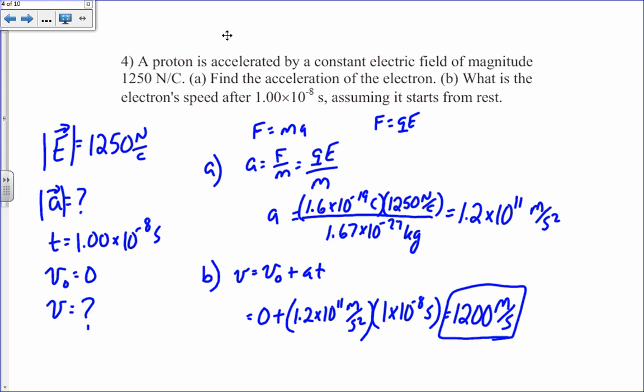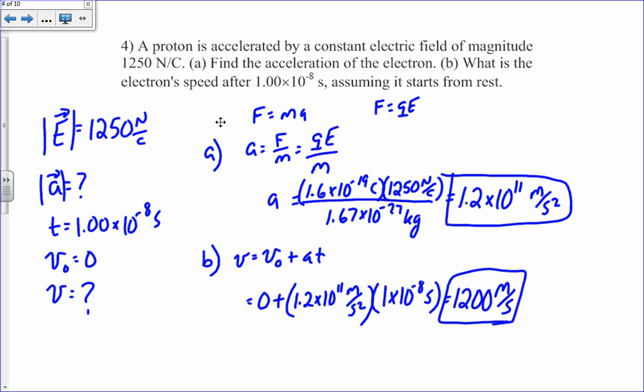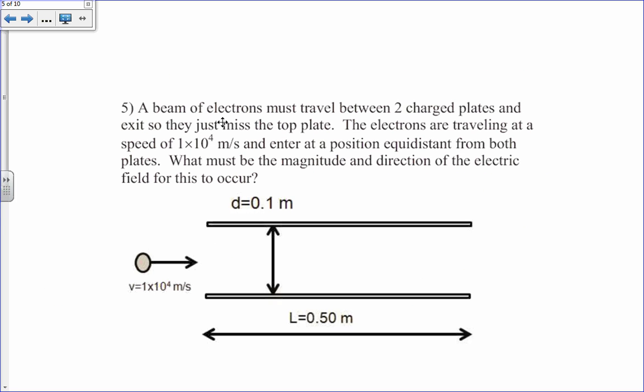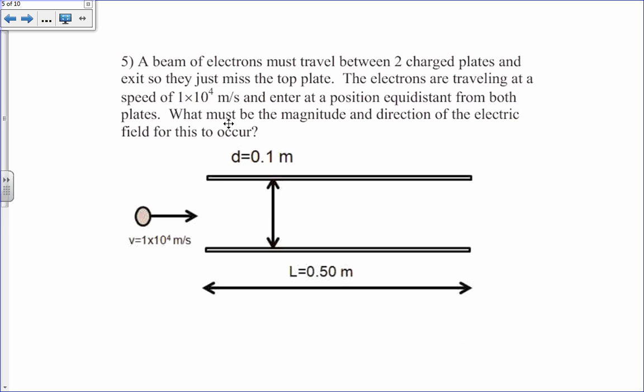Time of flight calculations are very important when you're dealing with these types of things, where you're manipulating the paths of charged particles, like, for example, in a mass spectrometer, we'll see it. Well, here we go. Number 5, a beam of electrons must travel between two charged plates and exit so they just miss the top plate. Electrons are traveling at that speed, 1 times 10 to the 4th meters per second. What must be the magnitude and direction of the electric field for this to occur?